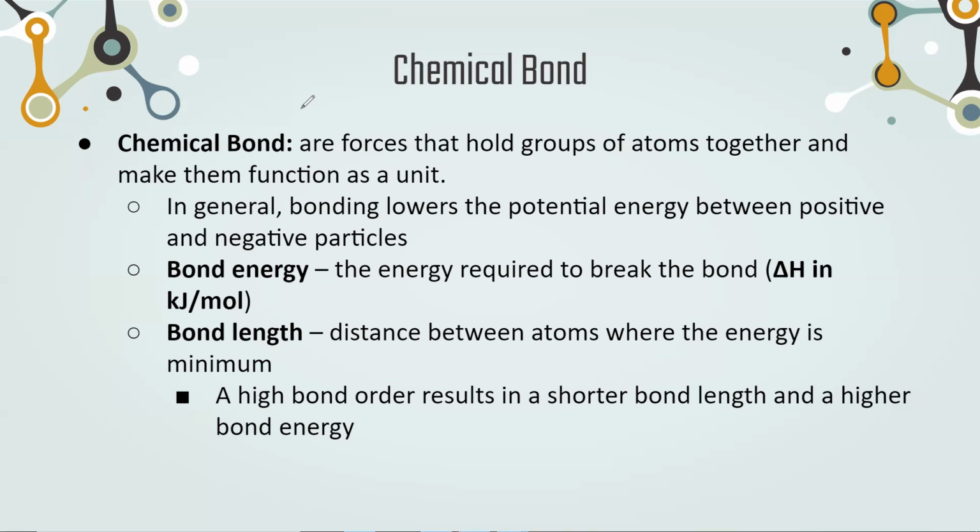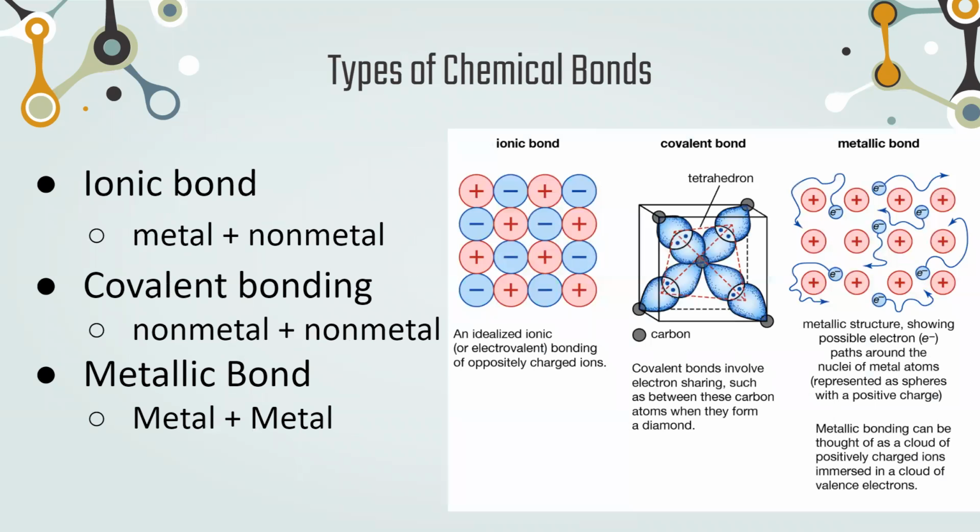If you have a higher bond order, that's going to result in a shorter bond length and a higher bond energy. And by bond order, I'm talking about double bonds, triple bonds, single bonds. If you have a higher order, like a double or a triple bond, that's going to be a shorter bond length. Okay. So you should already know the different types of chemical bonds: ionic bonds, covalent bonds, metallic bonds.